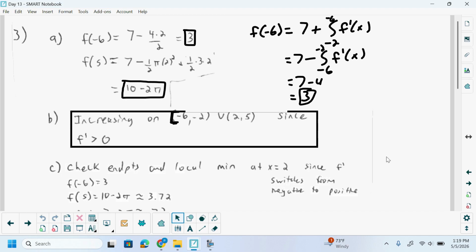Because when we do our integrals by hand, we like the smaller bound to be on the bottom. We'll flip it and put the minus out front. Then you just did your area of f prime from negative 6 to negative 2, which was 4. So they subtract to give you 3.